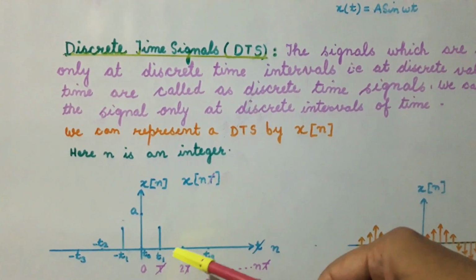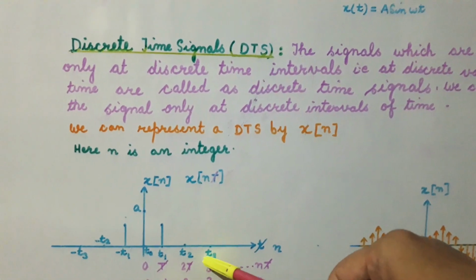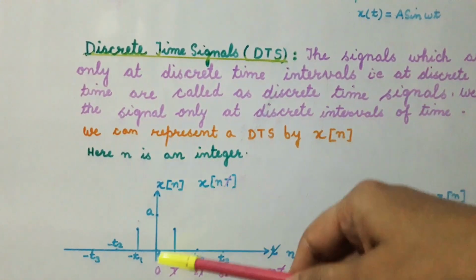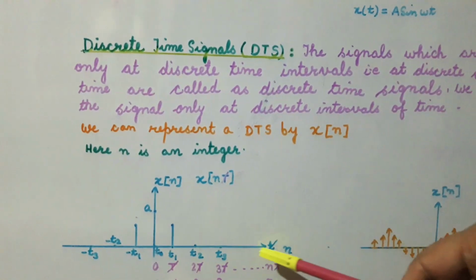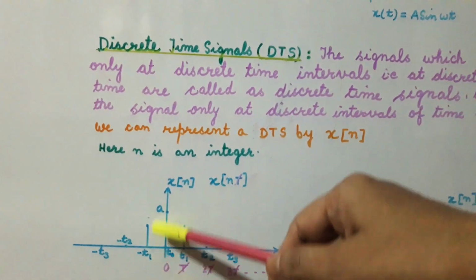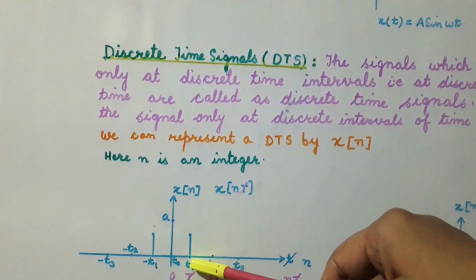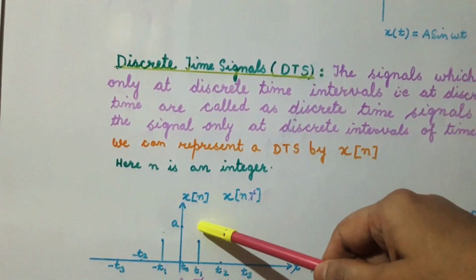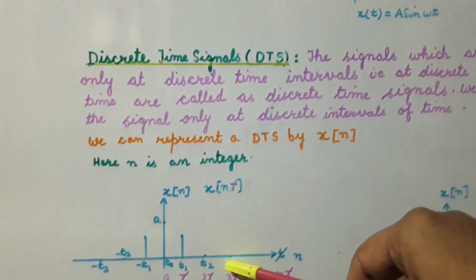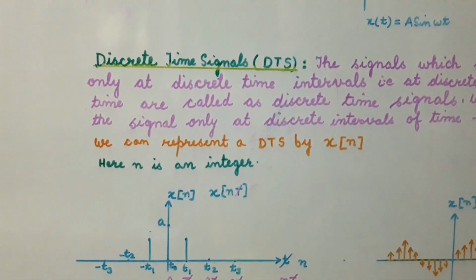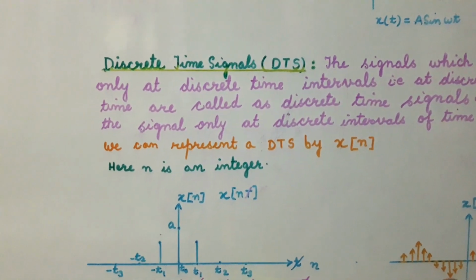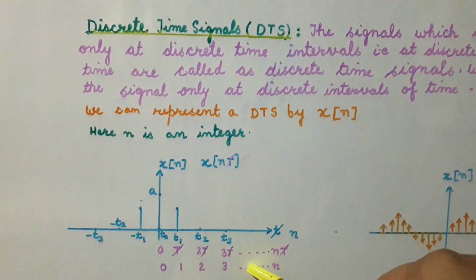So we find that this signal is defined only at discrete intervals of time. Now we discretize the time axis. The y-axis is for x(n) and the x-axis is for the integer n. Now at t0 we find that the value of the signal is a. At t1 we have found out the value and we have plotted it here. At t2 we find that the value of the signal is 0. At t3 again it is 0, and so on. So this is the plot of the discrete time signal.